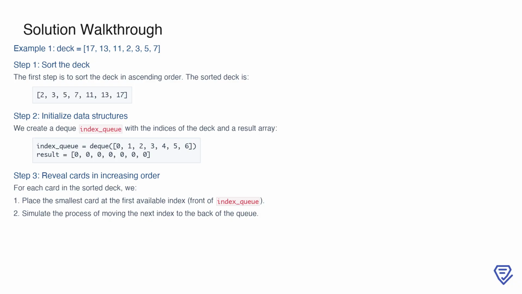Next, we initialize two data structures: an index_q to manage the positions where cards will be placed, starting with all indices of the deck, and an empty result array to hold the final arrangement of the cards. The index_q begins as deque 0, 1, 2, 3, 4, 5, 6, and the result array is initialized as 0, 0, 0, 0, 0, 0, 0. The goal is to simulate the process of revealing cards while preserving the specified order. For each card in the sorted deck, we will place it at the front index of index_q and adjust the queue to mimic the reveal process.